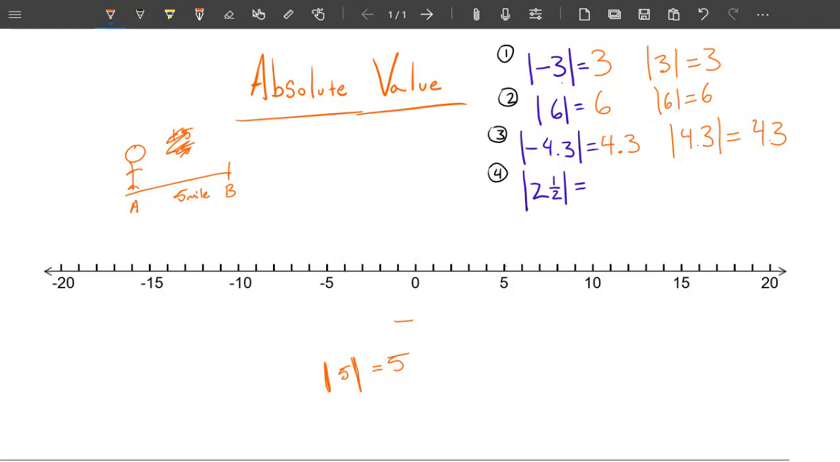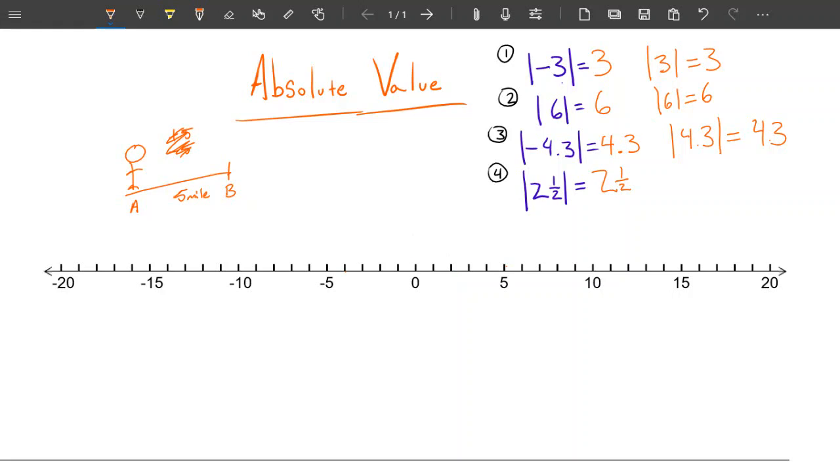Let's move on to our last example here already. Like I said, short lesson. Okay, 2 1/2, so positive 2 1/2. If I'm finding the absolute value, I want to know the magnitude of that number or the distance from 0. And that would just be 2 1/2 units. Okay, so that's all for absolute value.